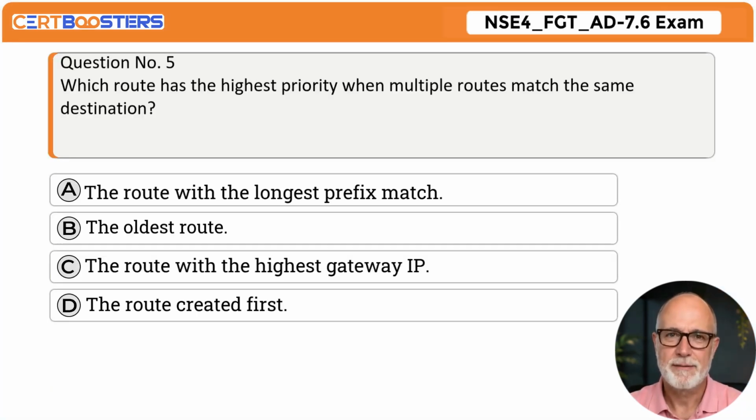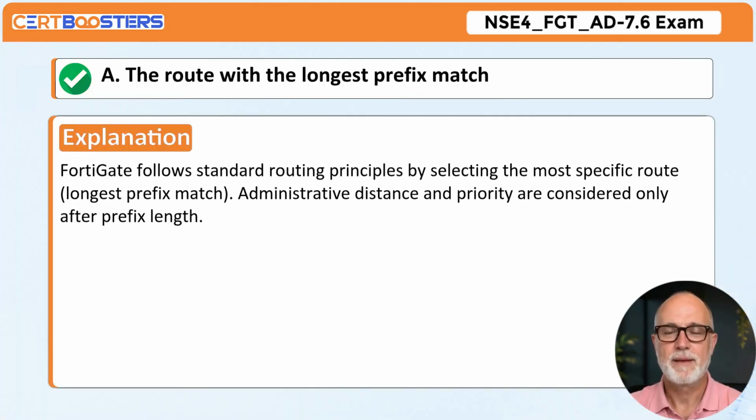Question number 5. Which route has the highest priority when multiple routes match the same destination? A. The route with the longest prefix match. B. The oldest route. C. The route with the highest gateway IP. D. The route created first. Correct answer: A. The route with the longest prefix match. Explanation: FortiGate follows standard routing principles by selecting the most specific route, the longest prefix match. Administrative distance and priority are considered only after prefix length.